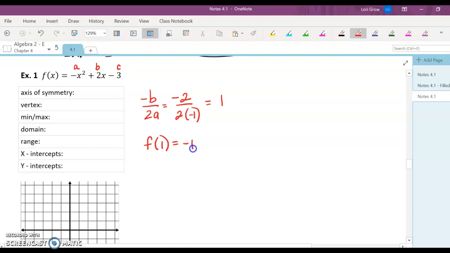And then I do f of 1. So I'm going to fill in 1 into this function. Remember, that negative is on the outside, so I'm actually going to square this 1 and then put a negative on it. I have 2 times 1, and then I have minus 3. So 1 squared, put a negative on it. All of this comes out to be negative 2. So my vertex is at 1, negative 2.